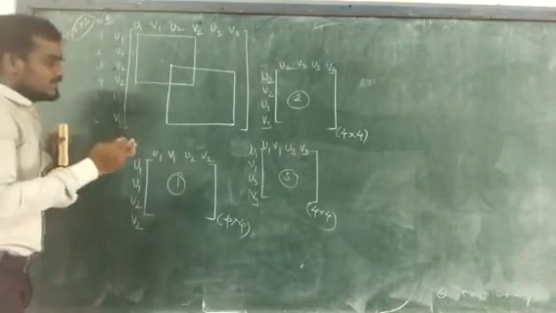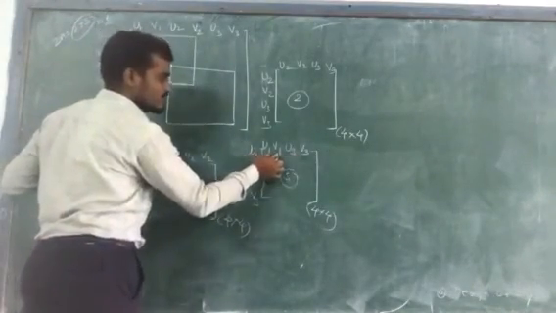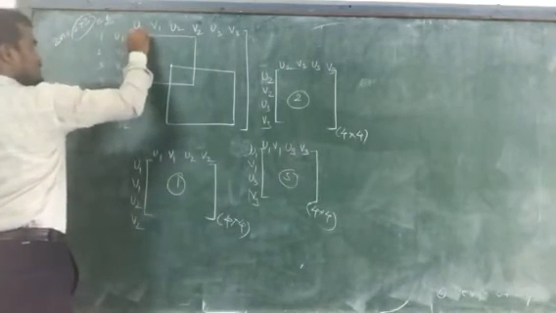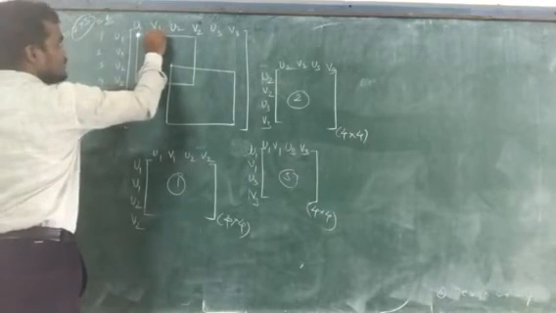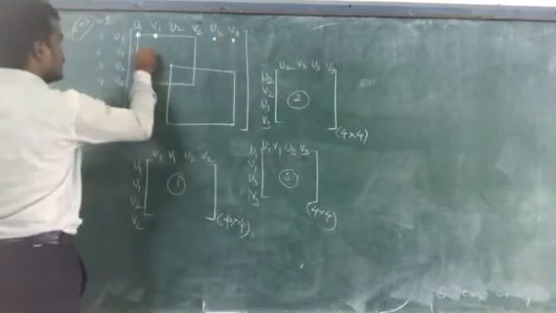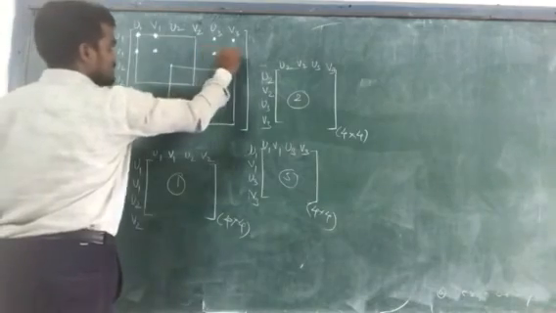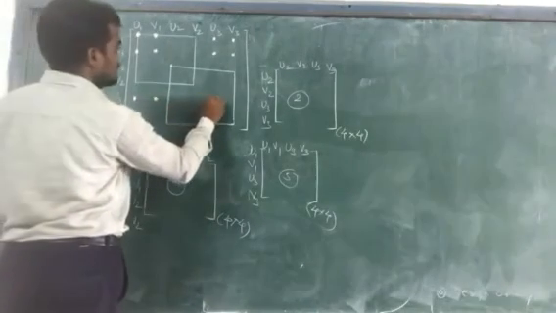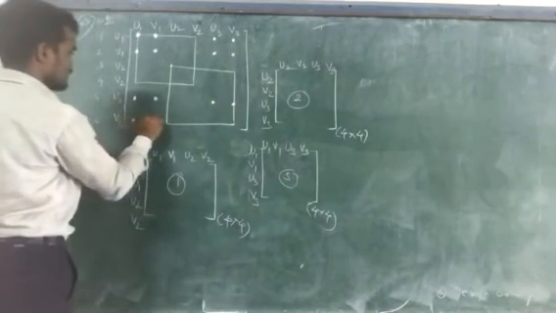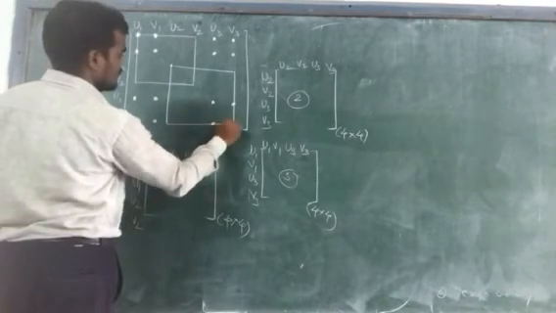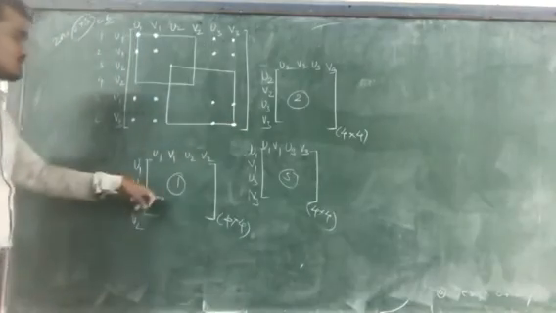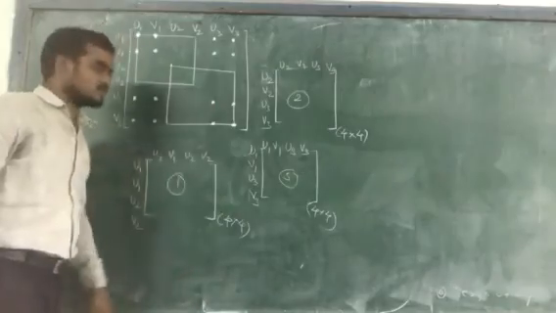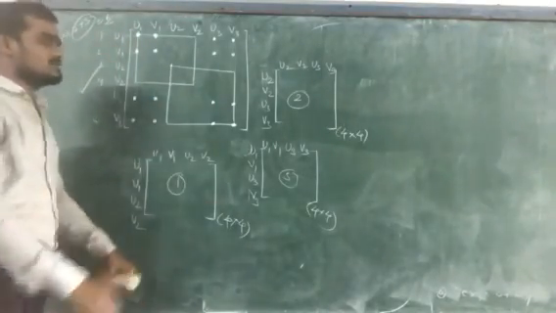Now the third one: the connectivity is between u1 v1 and u3 v3, meaning u1 v1, u3 v3 columns, and u1 v1, u3 v3 rows. So this is the third matrix connectivity. You can map these three matrices to construct the global stiffness matrix for the truss element. In this way you can get your global stiffness matrix for the truss element.